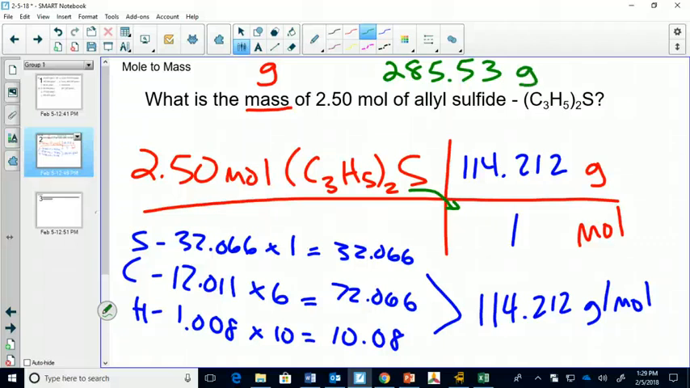Now, by the way, if you look on page 336, this is actually example problem number 7. Do you see how they got 286? Like they rounded? I don't want you to round. I want you to use all the numbers you're given.